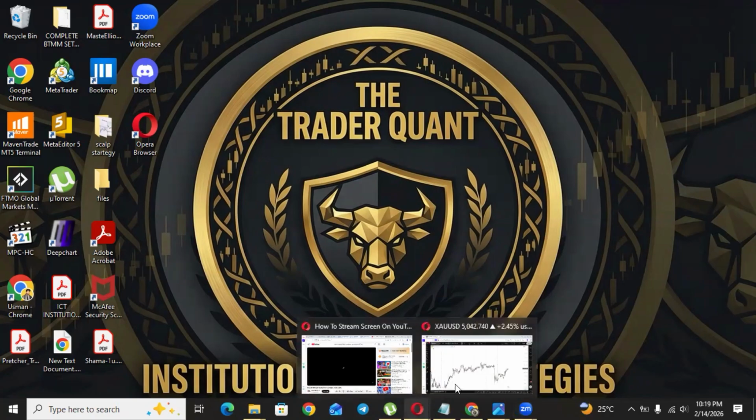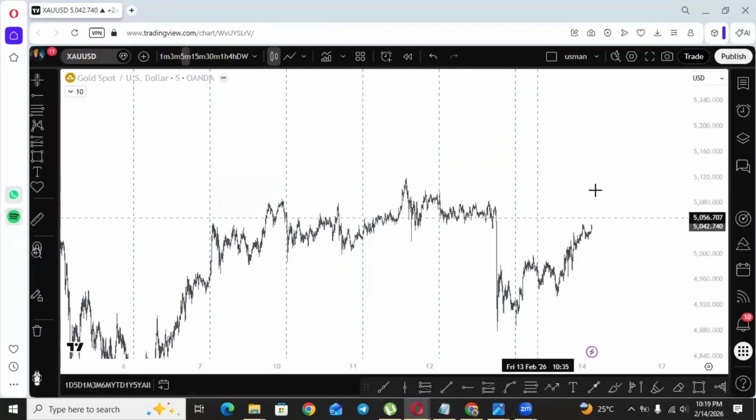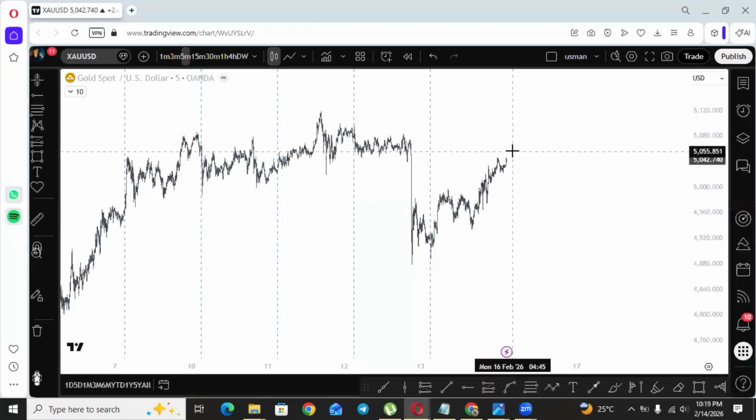Okay, so let's jump to TradingView. First, I have traded this whole week, except Friday. I did not trade this Friday, but I had shared my analysis in the group about the areas from where we can expect potential buying or selling, and the market respected that area.